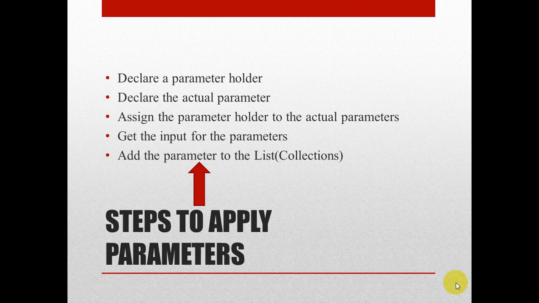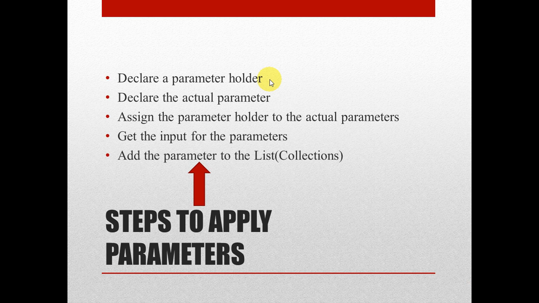Now, the following are the steps to apply parameters. Step number 1, you must declare a parameter holder. Step number 2, you must declare the actual parameter. Step number 3, you must assign the parameter holder to the actual parameters. Then get input for the parameters. You must add the parameter to the parameter list or to the collection.